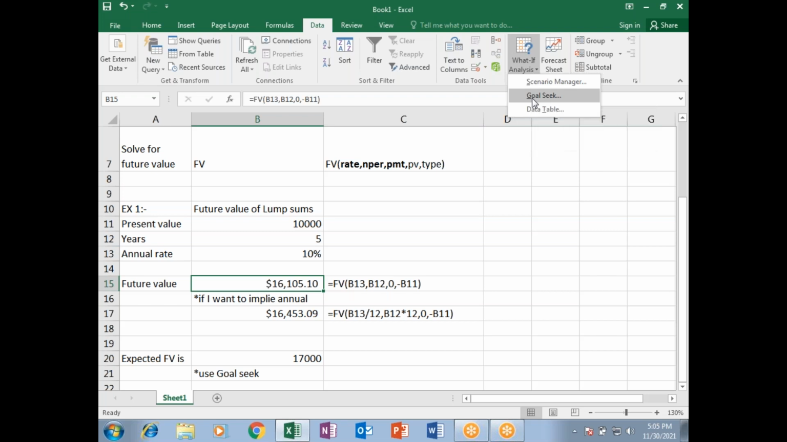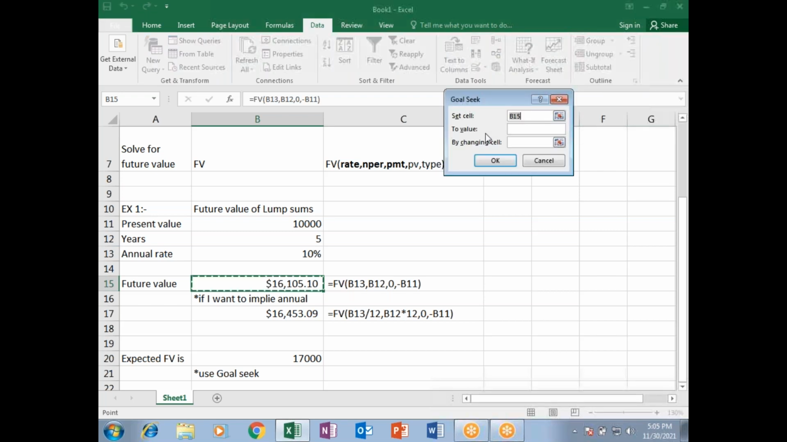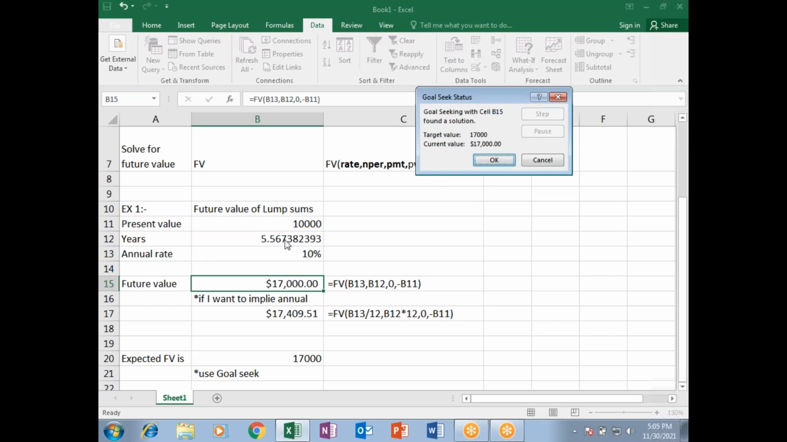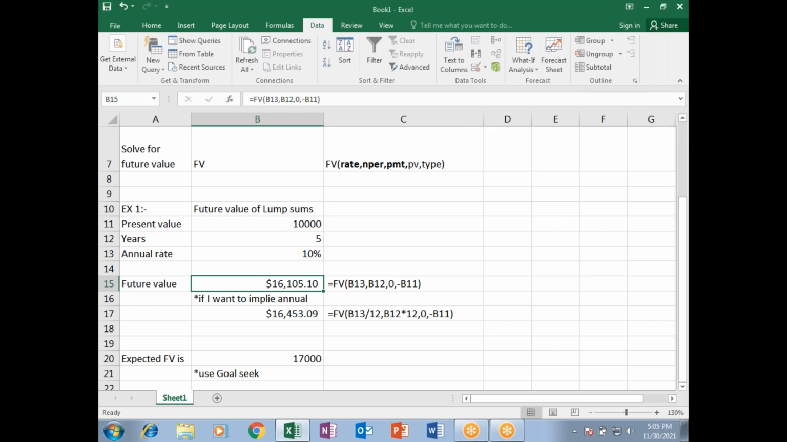Once you click on goal seek, immediately it will give you the dialog box. Set cell is where you want to get the value, that is B15. The value you are expecting is 17,000. The by changing cell, annual rate or years. Previously I did the rate. Let me select month now. If I select month and click OK, it gives me 5.5, in the sense half a year extra has been taken. If you are satisfied, then you can click OK. Now you can click cancel.